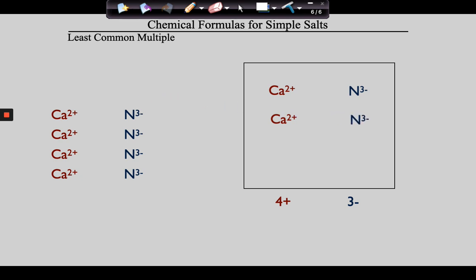So now let's get another nitrogen. Now the negative charge is -6. Those don't balance. So now we bring in another calcium. Now what's the positive charge? +6. And these do now balance. Well, what did it take to balance them? 3 calciums and 2 nitrogens. Go ahead.